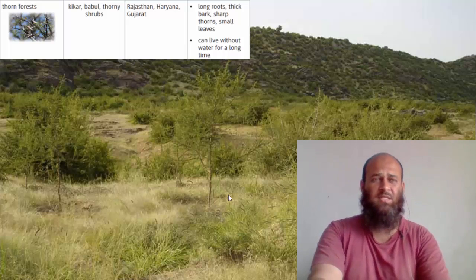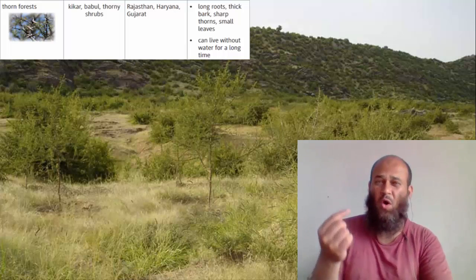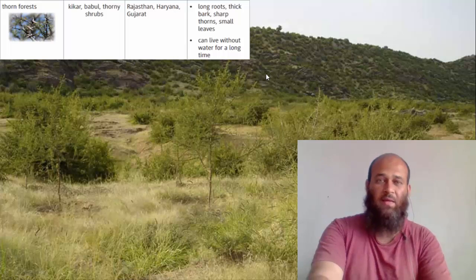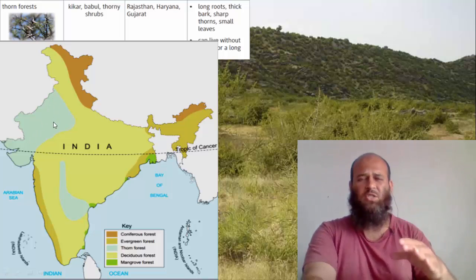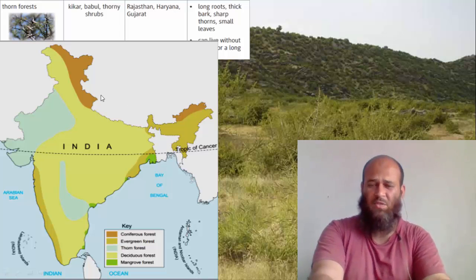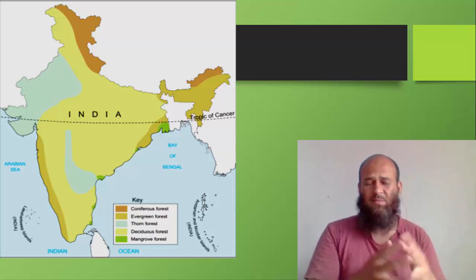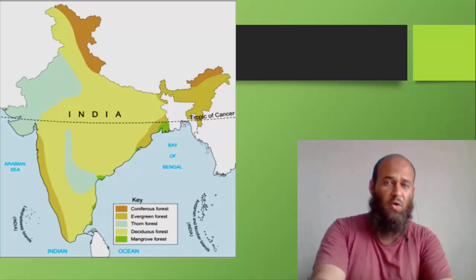The last one I think is Thorny Forest. The name suggests long roots, thick bark, sharp thorns, and small leaves. They can live without water for a very long period of time. They are found in Rajasthan, Gujarat, and Haryana, like in major parts of sandy soil regions. Kikar, babool, thorny shrubs are some examples of the trees grown over here. This map will help you understand different types of forests and where they are grown. I want you to have a detailed look at it in your course books.